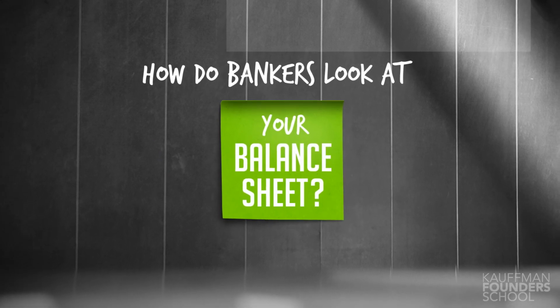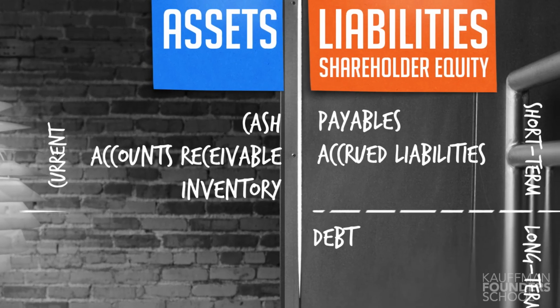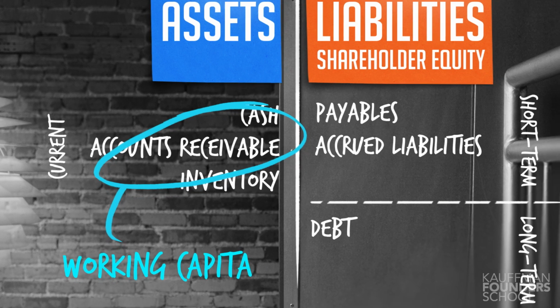When bankers look at your balance sheet, they look at a couple of different things to figure out the health of your company. First thing they're going to look at is your cash. They're going to look to see that you have enough cash to keep going. But a banker also looks at what is called your working capital.